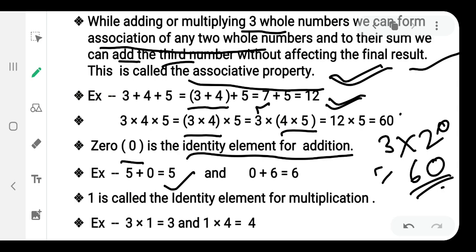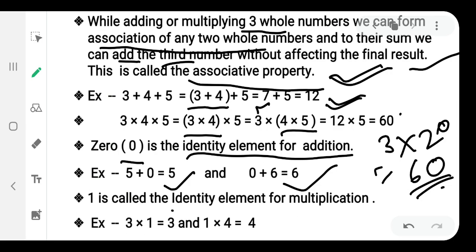Then 0 plus 6 equals 6. That means if 0 is added to any number or any number is added to 0, you will get the same number in the answer. Now similarly you can see the next point.